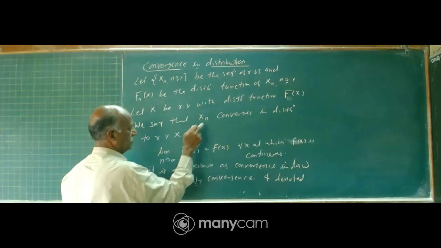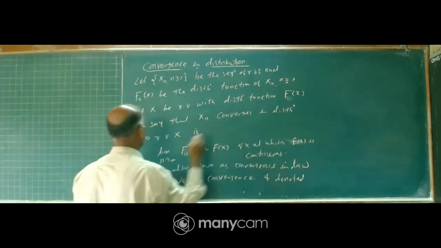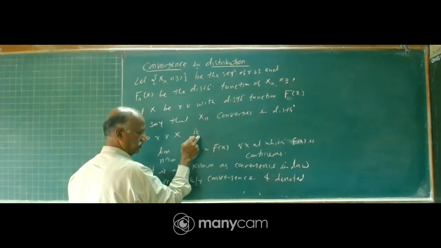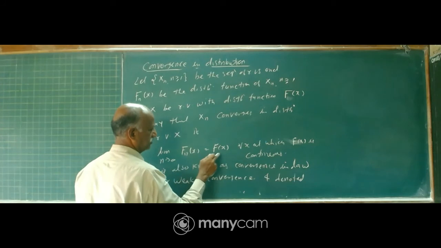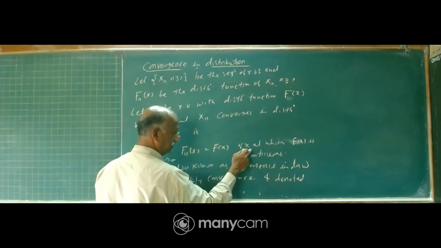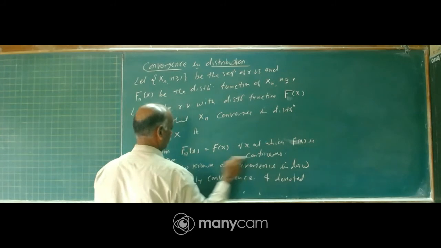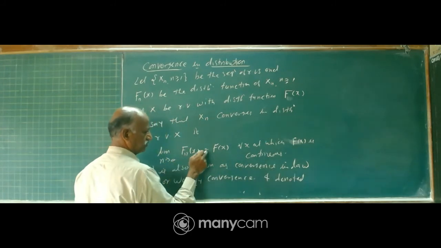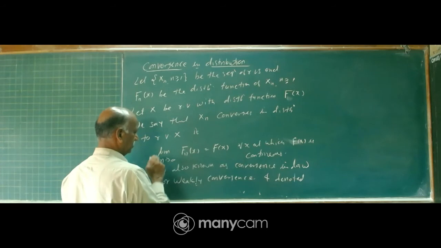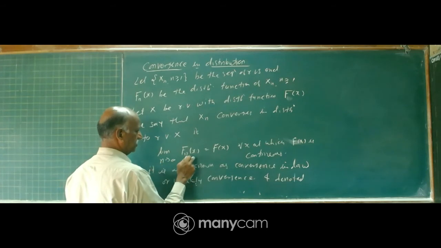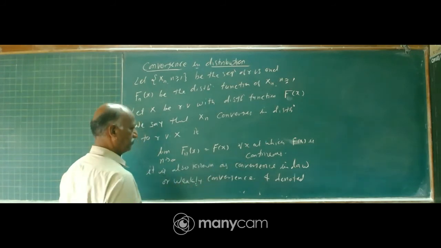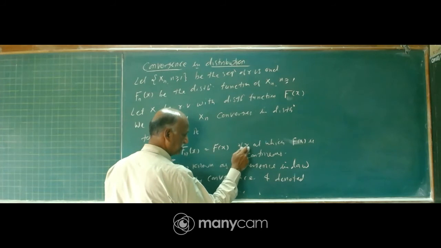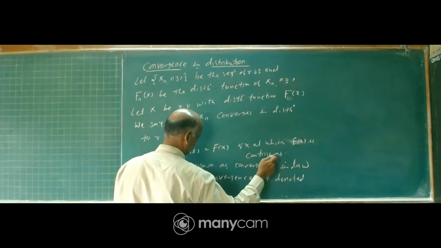We say that Xn converges in distribution to random variable X if limit n tends to infinity Fn(x) is equal to F(x) for all values of x at which F is continuous. That is, Fn(x) tends to F(x) as n tends to infinity, at every x at which F is continuous.